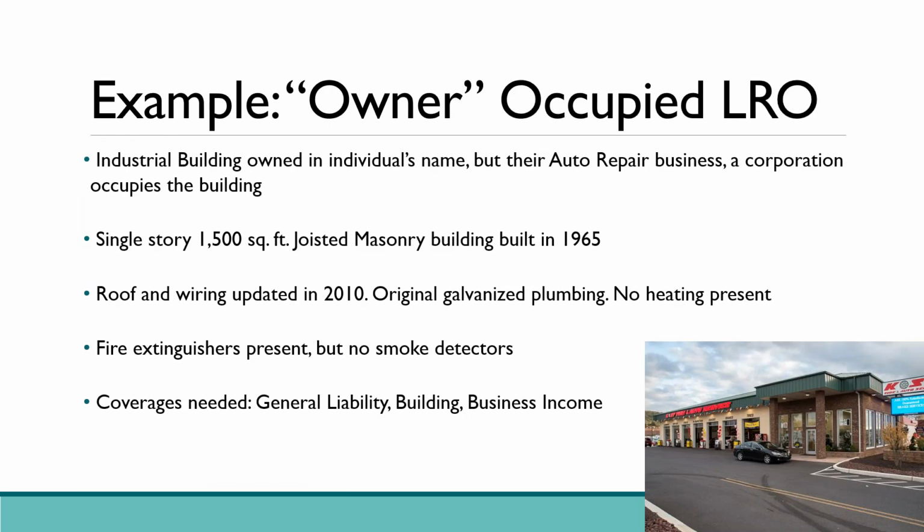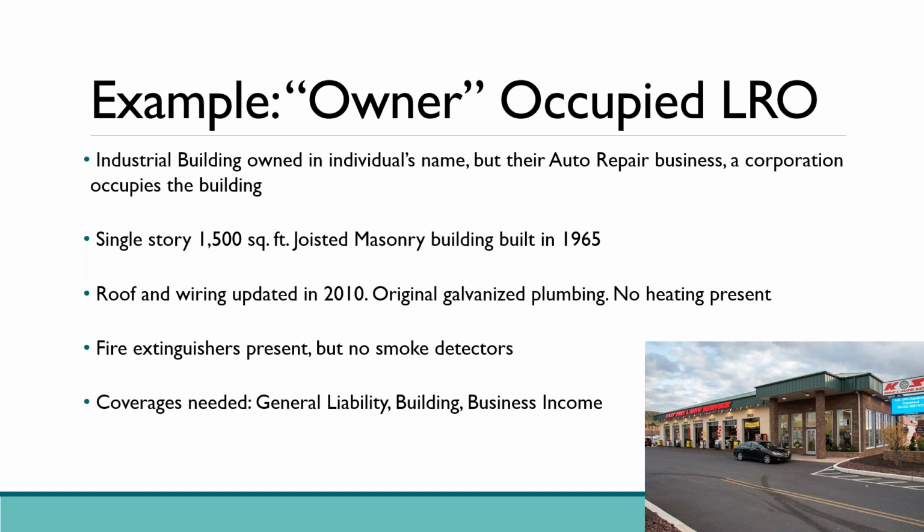All right, so we're going to get into our examples now. This first example is about a quote-unquote owner-occupied LRO. In this instance, we have an auto repair shop who occupies this building, but the owner who owns the building also runs the auto repair business. So when you have these situations, an important question to ask the insured: who owns the building and who operates the business that's occupying the building?